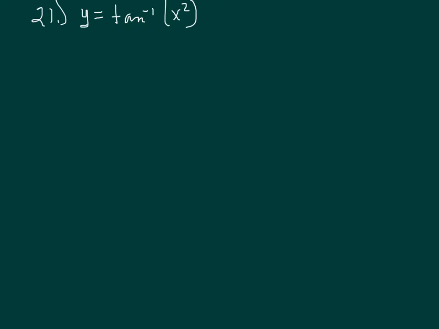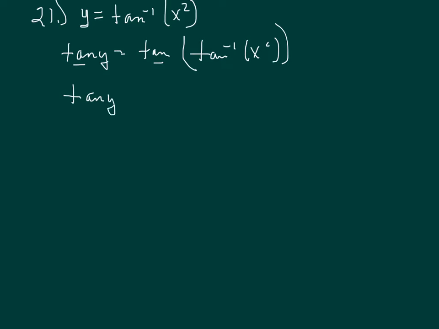Problem 21 says y equal the arctangent of x squared. It wants to know the limit as x goes to infinity and x goes to minus infinity. We can write this equation as the tangent of y is equal to the tangent of the tangent inverse of x squared. In other words, just take the tangent of each side. Then I have the tangent of y is equal to the tangent of the arctangent. These are inverse functions, so they will just return whatever is here. So that's going to return x squared.